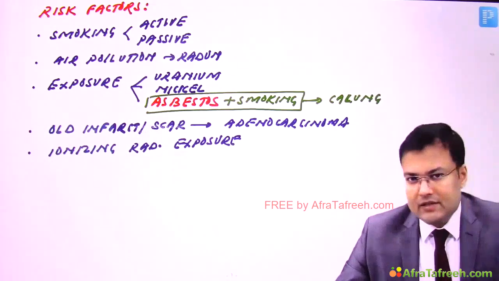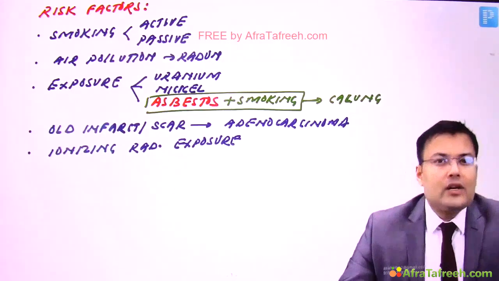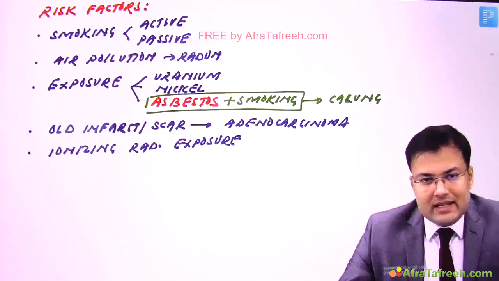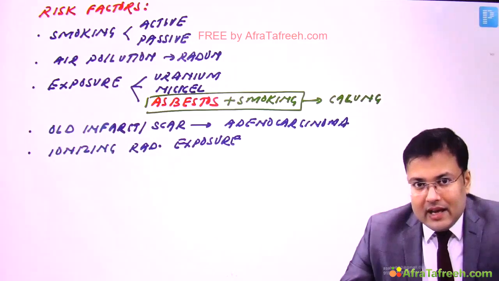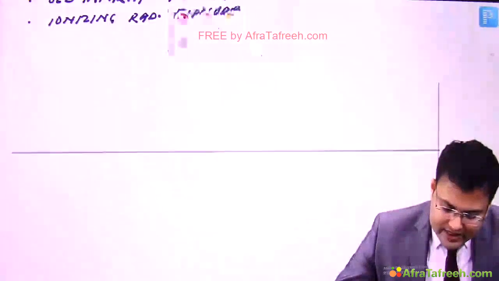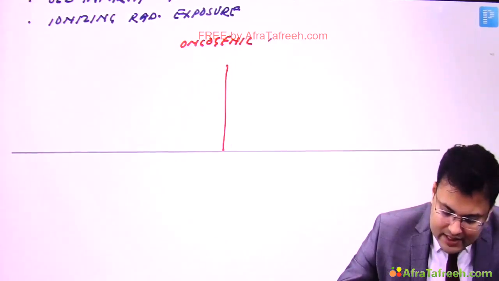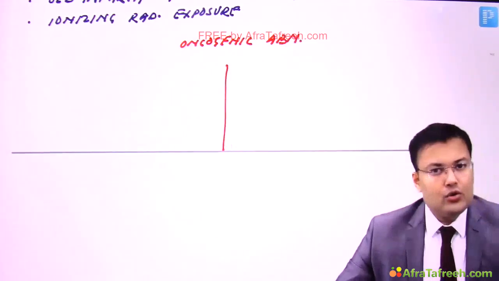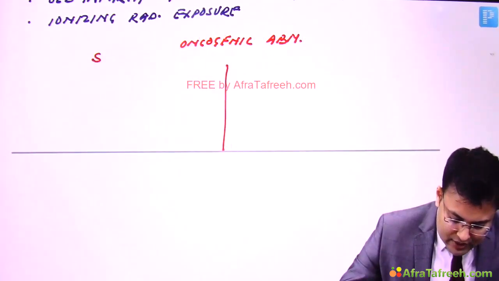Now there is one question which is asked in surgery also and asked in pathology also, that what are the oncogenic abnormalities seen in small cell carcinoma lung and non-small cell carcinoma lung. Okay, so see oncogenic abnormalities. This is asked in pathology as well as in surgery.